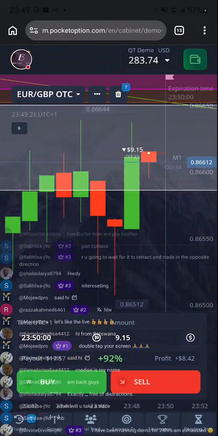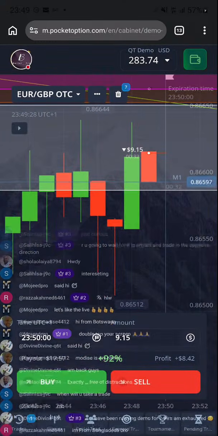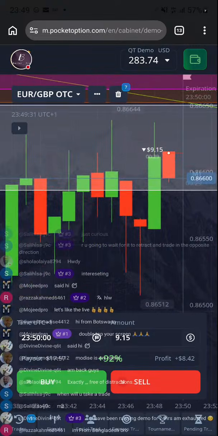Saliosa. I'm actually waiting for a better trade up here, but this is an opportunity. I had to take the trade right here.